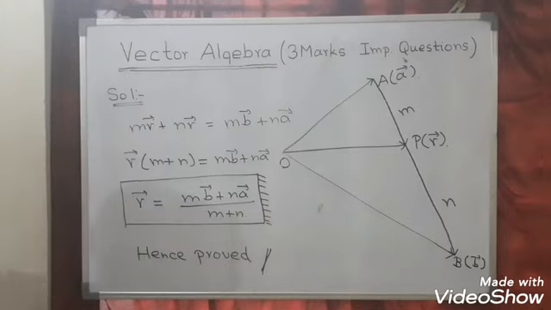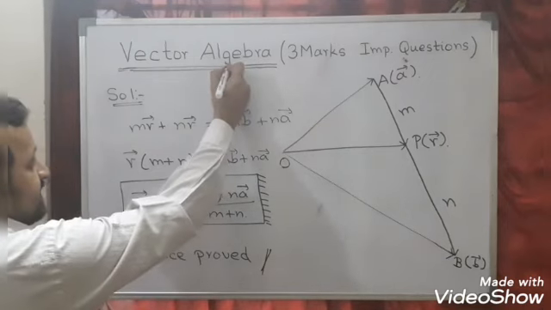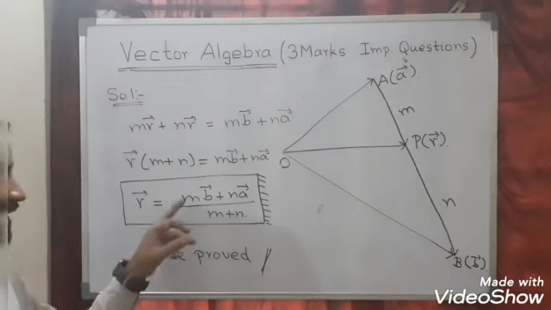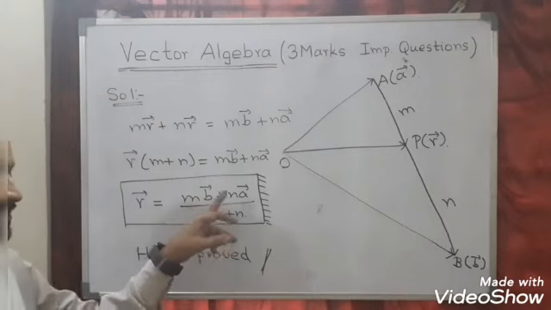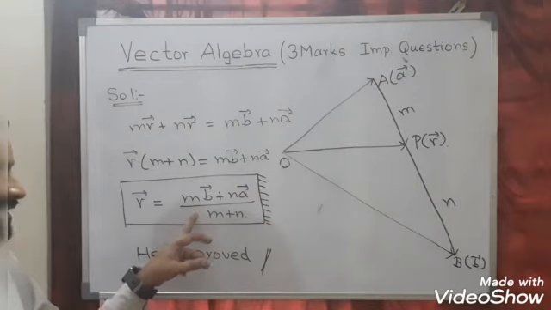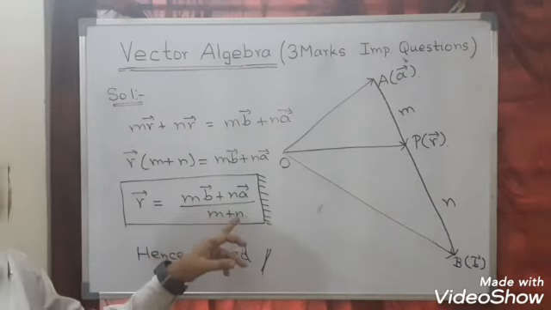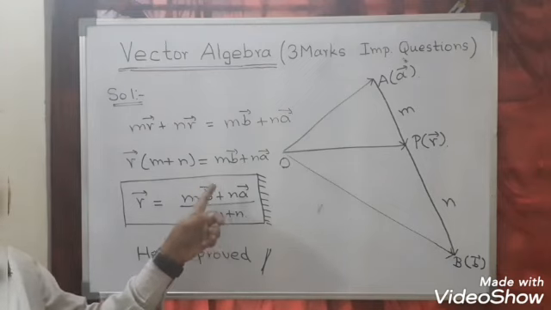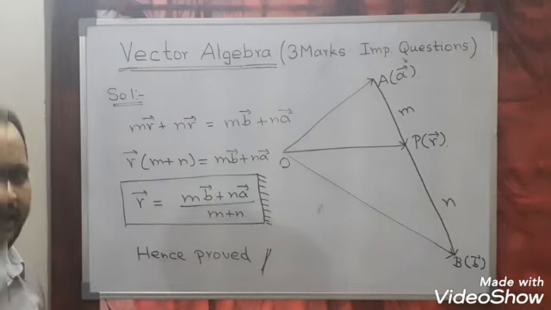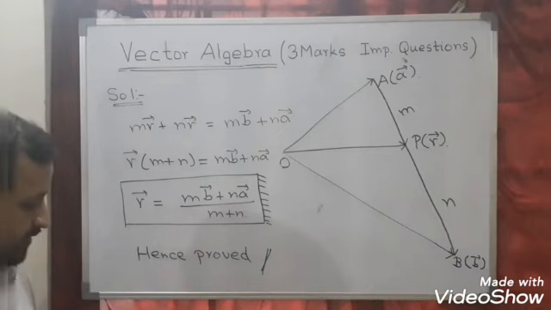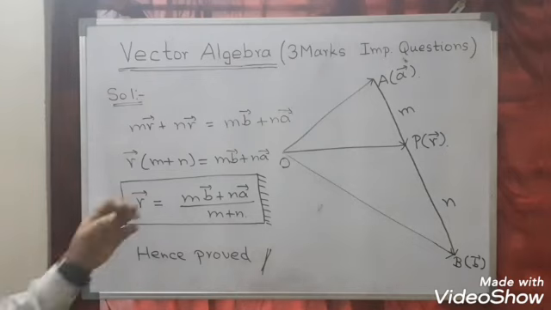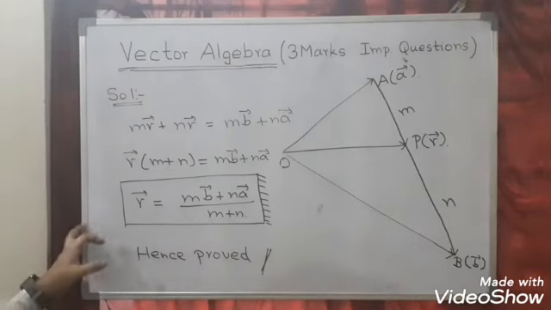Very important under 3 marks from the chapter vector algebra. Is it clear? So r vector is equal to m into second vector plus n into first vector, divided by the sum of the ratio. So this way you can remember. So this is the internal division formula. Replace plus by minus, you will get the external division formula. I hope the solution is clear. Let us see one more question which is based on this.